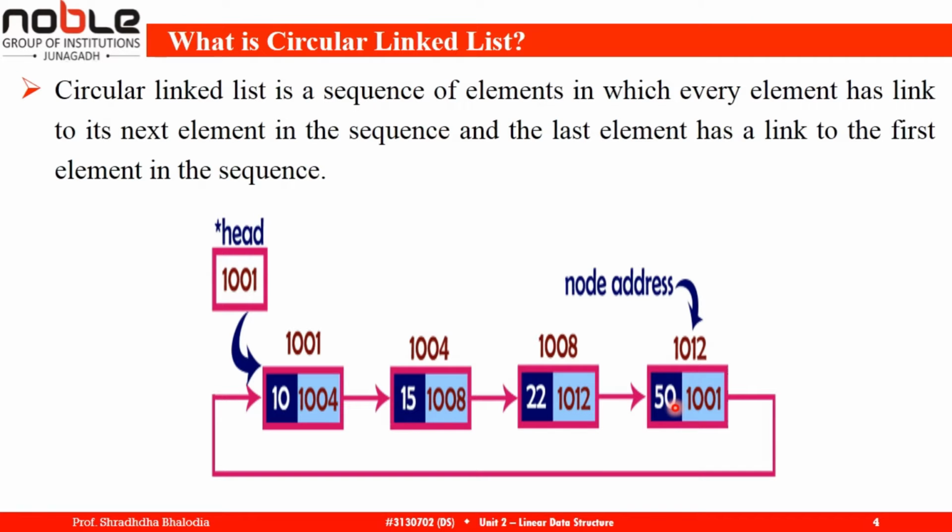Now, in a circular linked list the last element's next part is always the address of the first element. So here we have the address of the first element, which is 1001. So we are putting 1001 in the last node's next part. That is the difference between a single linked list and a circular linked list.